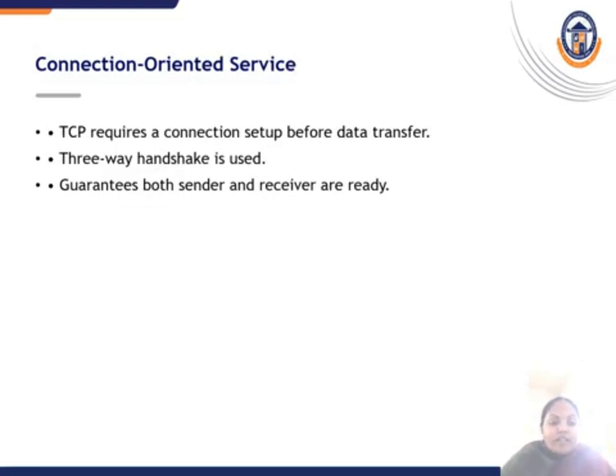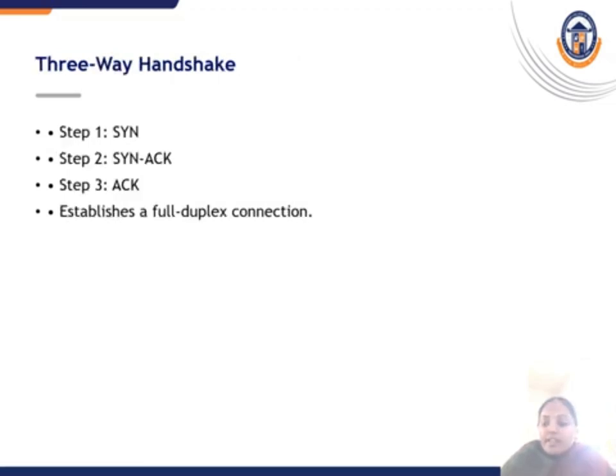Next one, connection oriented services. TCP is a connection oriented service. It is used by major internet applications like HTTP, FTP, email, etc. It guarantees both sender and receiver are ready. It uses the three-way handshake protocol. That is, the process of establishing a TCP connection involves a three-way handshake. That is, synchronize, synchronize acknowledgement, and third one, acknowledgement. It establishes a full duplex connection.